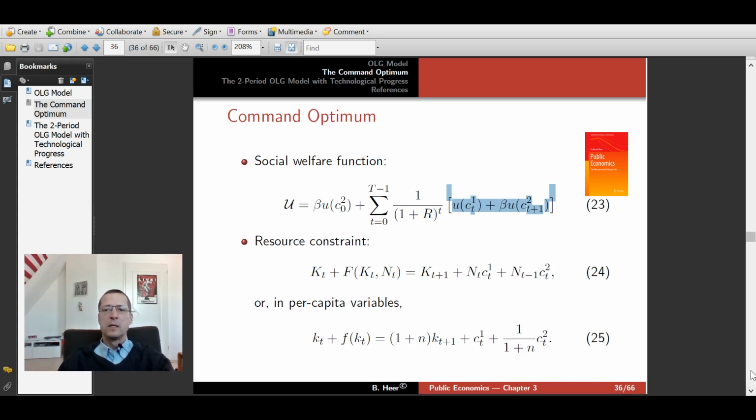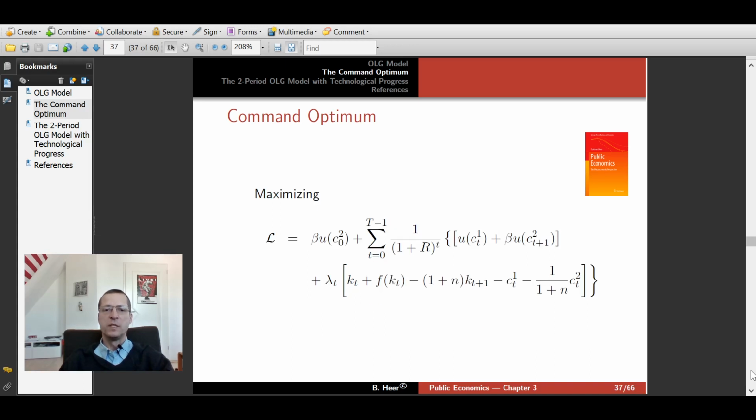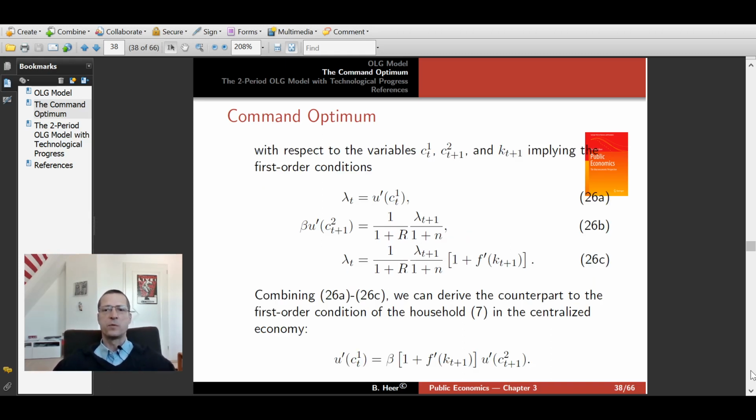And the central planner maximizes social welfare, equation 23, subject to the resource constraint 25 with respect to consumption C1_t, C2_t, and K_{t+1}. So when he forms his Lagrangian and maximizes with respect to present consumption C1_t of the young, next period consumption C2_{t+1} of the then old people, and with respect to next period capital stock K_{t+1}, we derive the 3 first order conditions 26, which can be condensed into the Euler equation, which is the bottom equation.